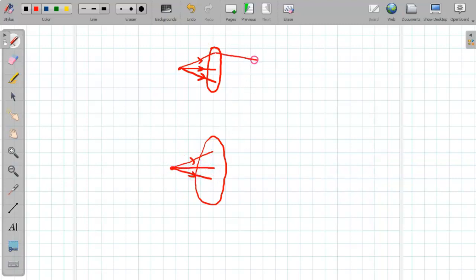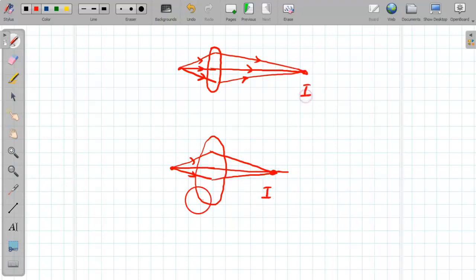And now here you can see the light rays will be converged far away. Here you can see the light rays will be converged closer to the lens. Here is the image, here is the image point. So here the image distance V is smaller, and here the image distance is bigger.